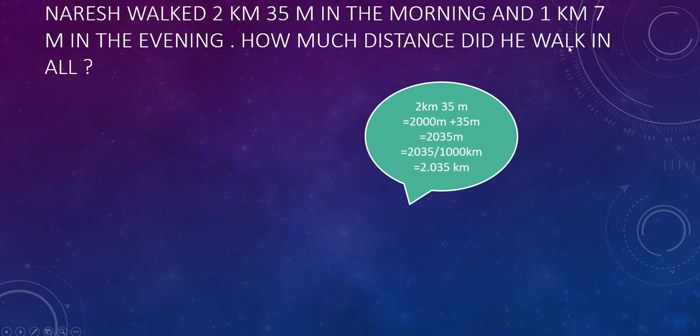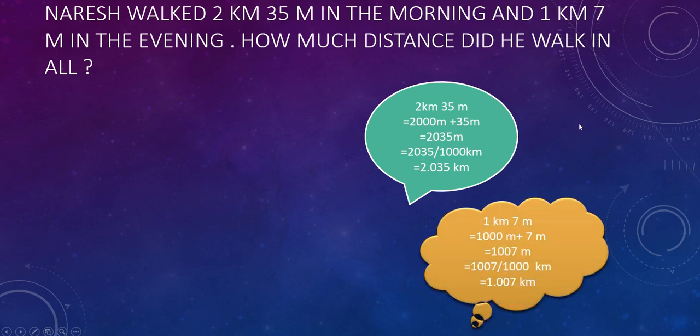My next target is 1 kilometer 7 meter. So 1 kilometer would be 1000 meter and 7 meter more. It would be 1007 meter. Convert it into kilometer by dividing this by 1000. So it would be 1.007 kilometer.